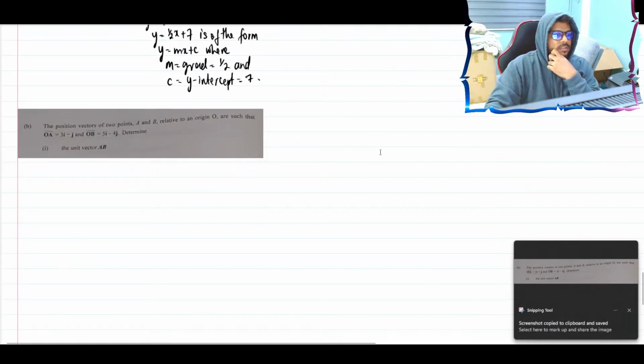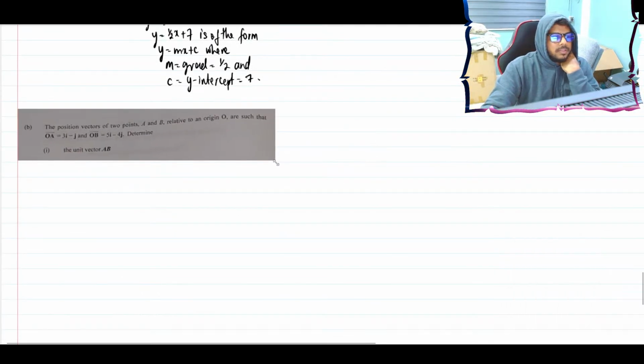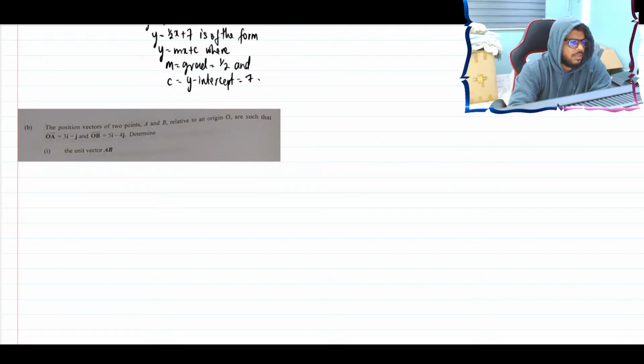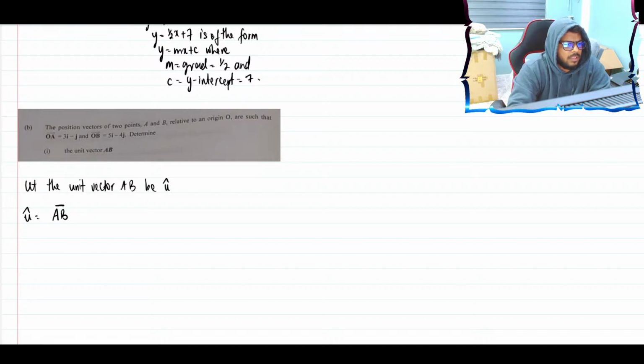Vectors. The position vectors of 2 points A and B relative to an origin are such that unit vector AB. Alright, so they should have said the unit vector in the direction of AB. So we're going to say let the unit vector AB be U hat. U hat is equal to the vector AB divided by the size of the vector AB.